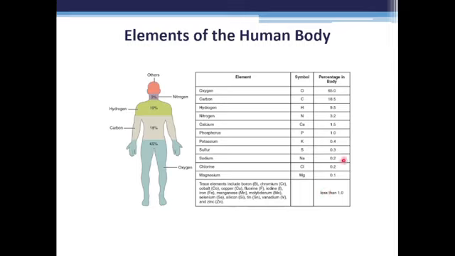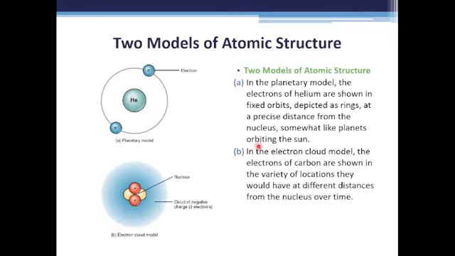So, the key idea of the elements of the human body is that life depends on a small set of elements, but every one of them plays a critical role. Okay? Next, let's talk about the two models of atomic structure. We have two models, the planetary model and the electron cloud model.